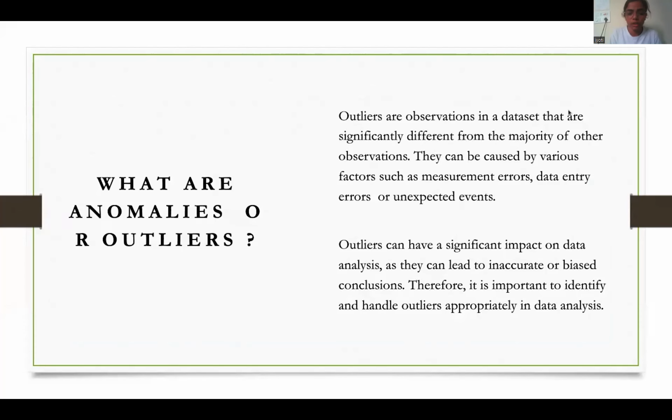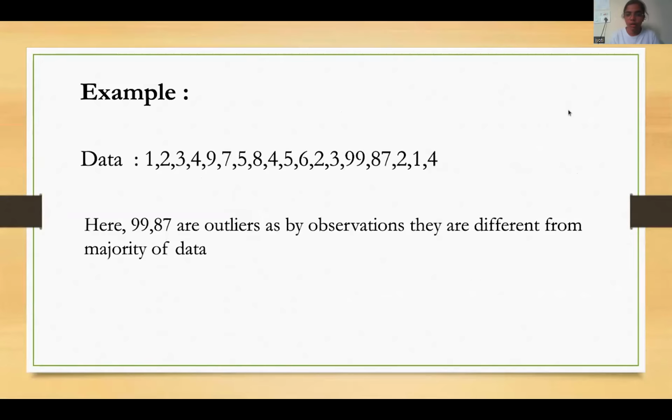So we should know what anomalies and outliers are. Basically, anomalies and outliers are values, or we can say observations, which affect our results very significantly. These are observations which have a significant difference from the majority of the data. Let's understand it with an example. Here we have data in a series like 1, 2, 3, 9, 4, 9 and so on, and in this series 99 and 87 are different from the rest of the series. So these are the outliers.